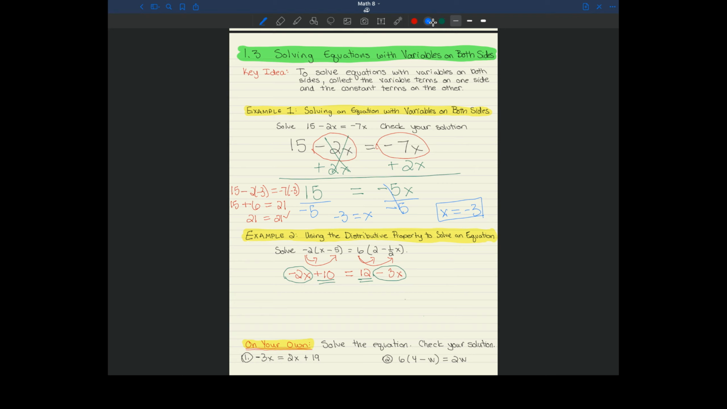So to do this, I need to use that inverse operation. So the opposite of minus 3x is plus 3x. So I'm going to add 3x on both sides. And I'm going to get x plus 10 equals 12. And then to solve that, we're not done yet. In order to solve that, the opposite of plus 10 is going to be minus 10. So that cancels, and we're left with x equals 2.